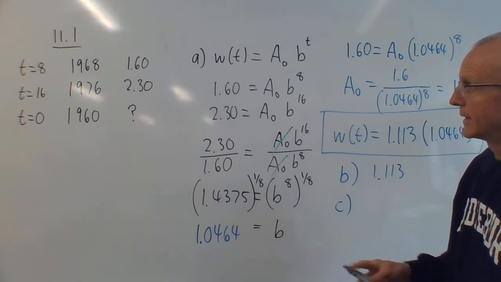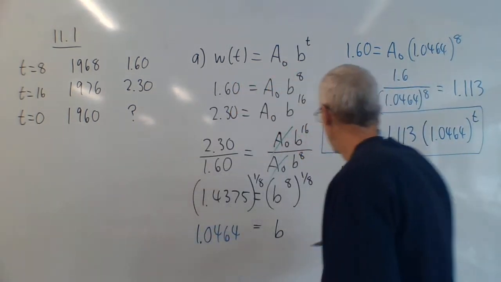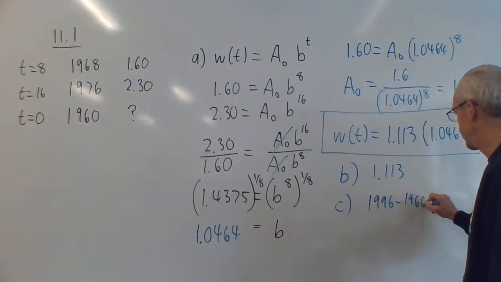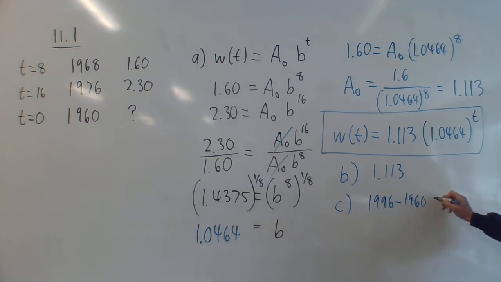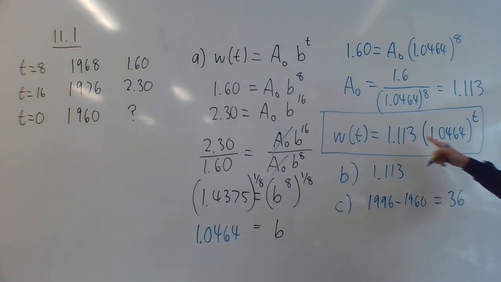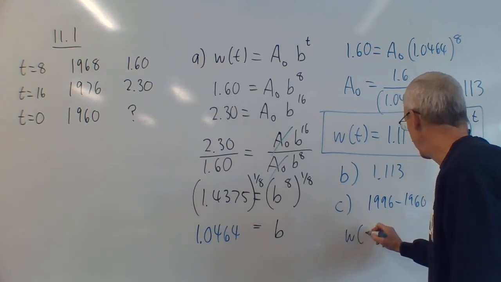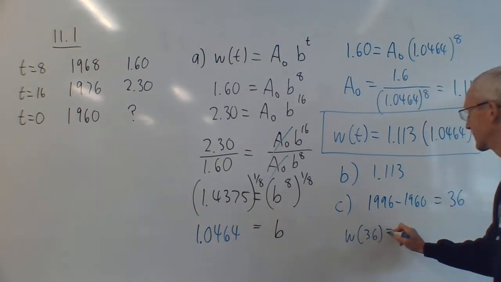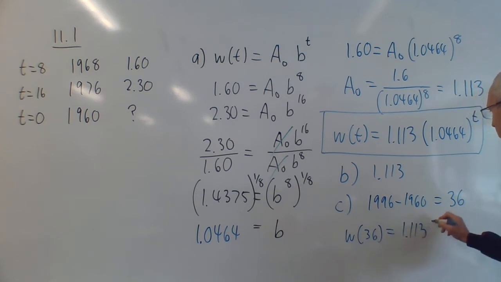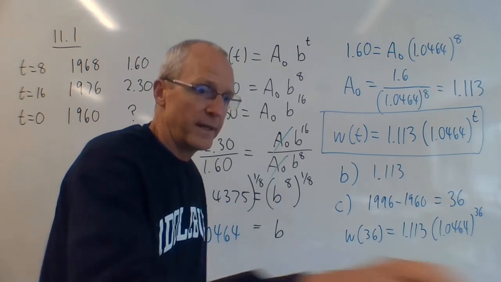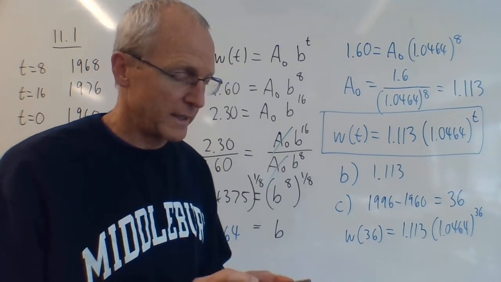Let's see. 1996 would be year, what? 1996 minus 1960, 36 years? Yeah, 36. So that'd be year 36. We plug in 36 here. So the wage in 1996, which is year 36, is 1.113 times 1.0464 to the 36th power. So again, this is just a calculator problem to test our model here. Let's see what we get, see if we get what they said.